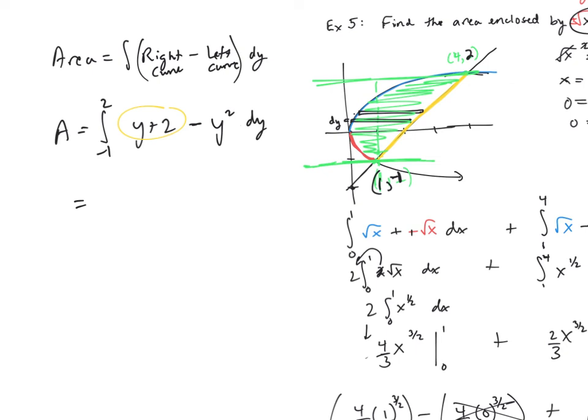Actually, I'm ready to do the integral. I don't even need to do anything here. We could rewrite it if we want to and change the order. It doesn't really matter. So I'm going to go ahead, y squared over 2 minus 2y minus y cubed over 3, evaluated from negative 1 to 2.